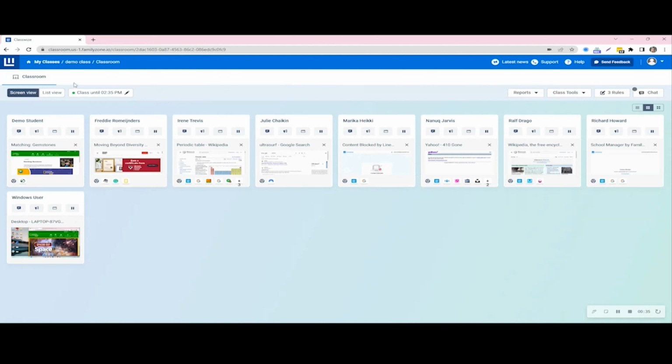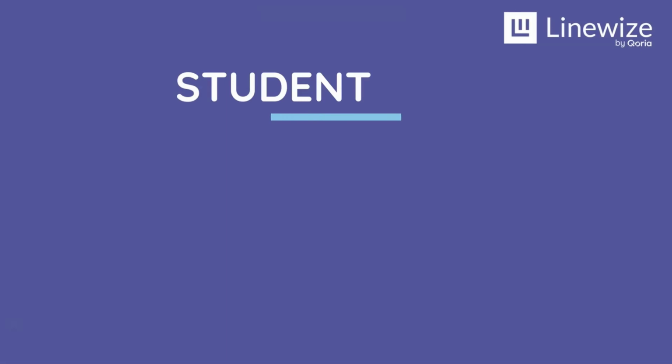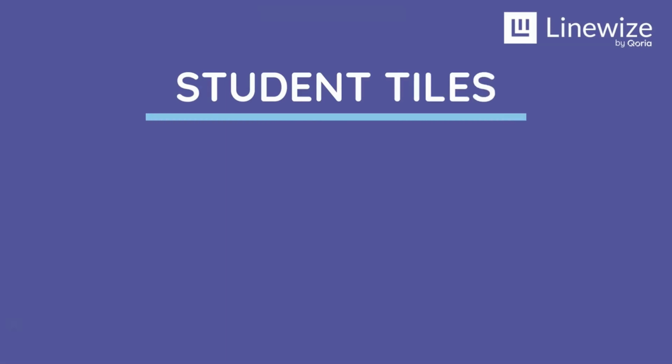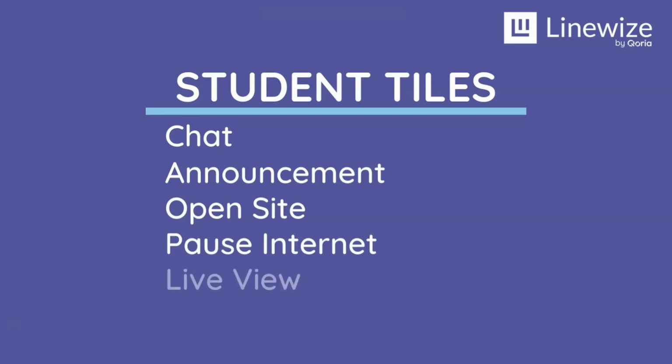At the very top left in the blue bar, you're going to see the name of your class. Over to the right, under these four buttons, you see some options to resize your tiles, either smaller or bigger, depending on your class size. Let's take a look at the student tiles and the actions you can take for individual students. This includes chat, announcement, open site, pause internet, and live view.